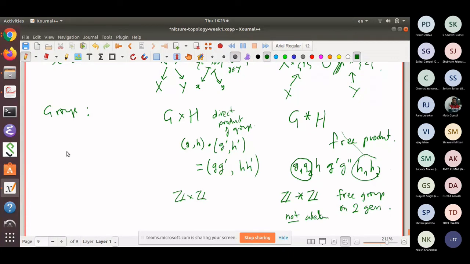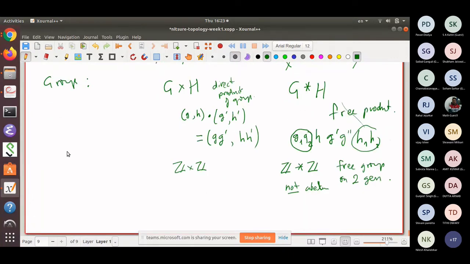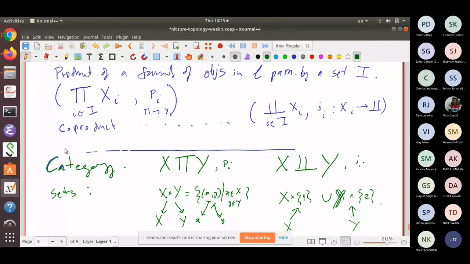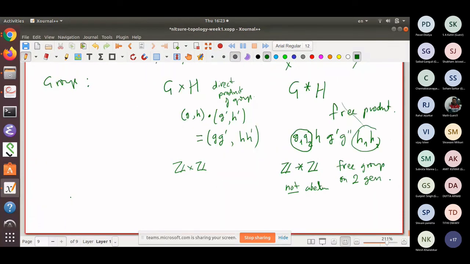Okay, let's go to the next category. What was our next category? Vector spaces. Okay, wonderful. Vector spaces, the answers are easy.